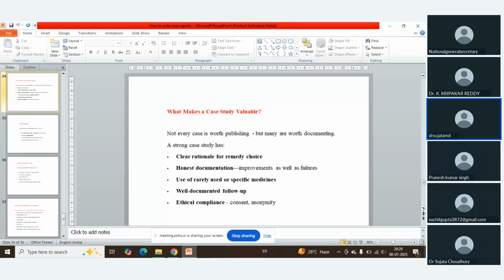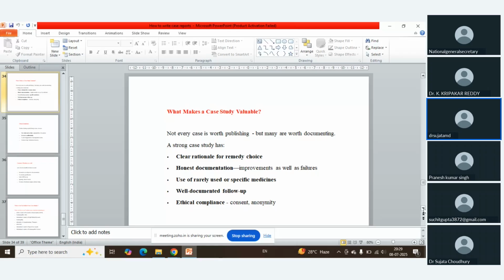When we say that a case study is very strong, it has a clear rationale for remedy choice, and honest documentation of improvement as well as failures. If we showed improvement in all cases and did not show failure, that is not right. If failures occurred in the case record, we should show the failures also. If we give one medicine and it is not working in the first visit, second visit, or any follow-ups, we change it, so we can show that also.